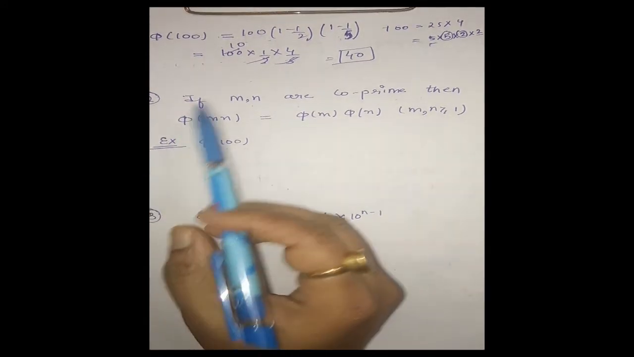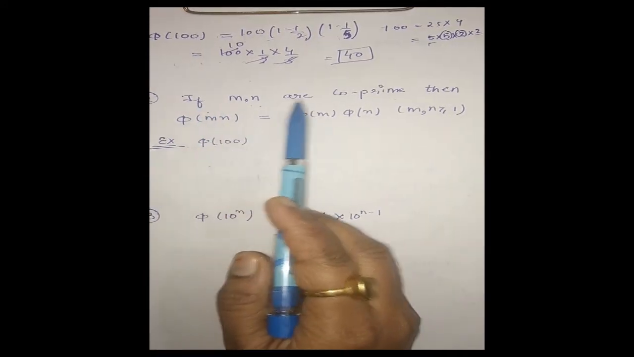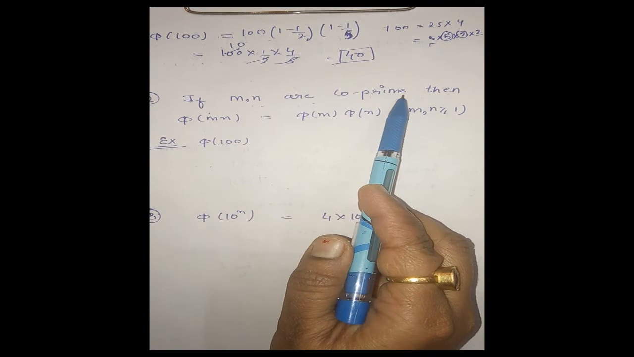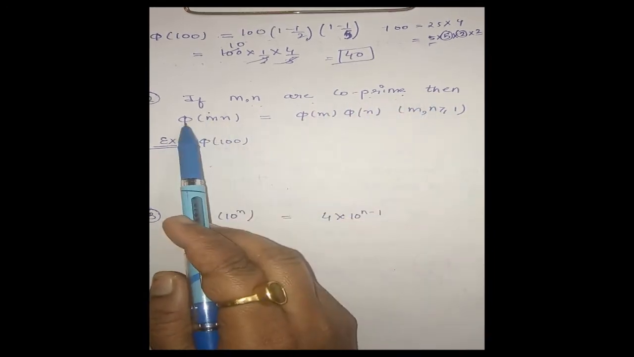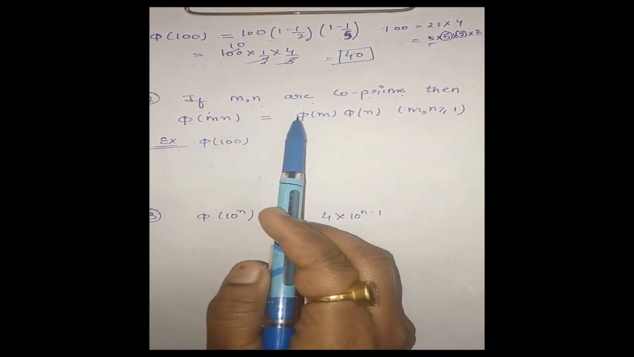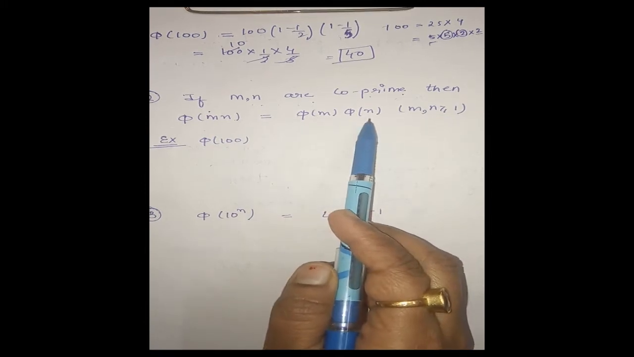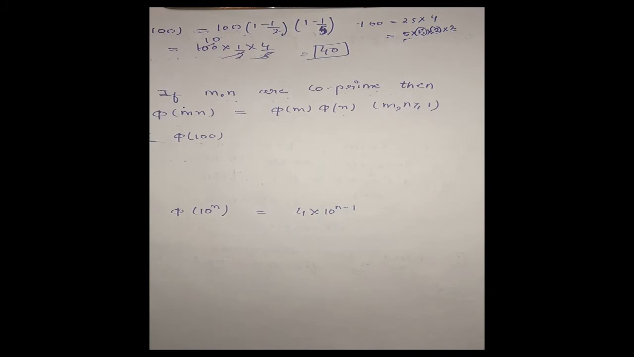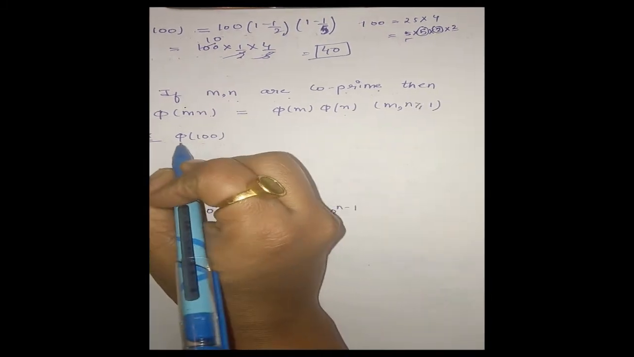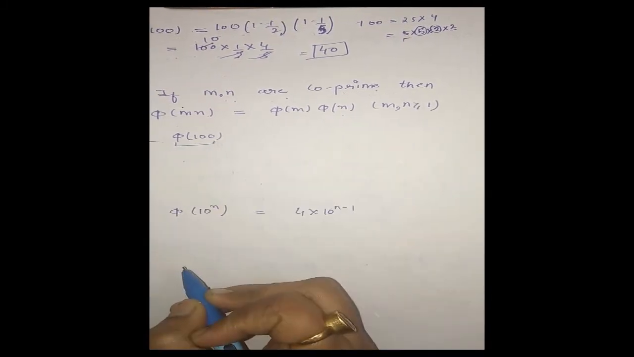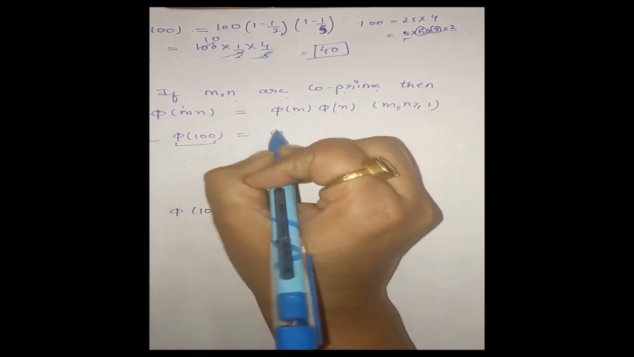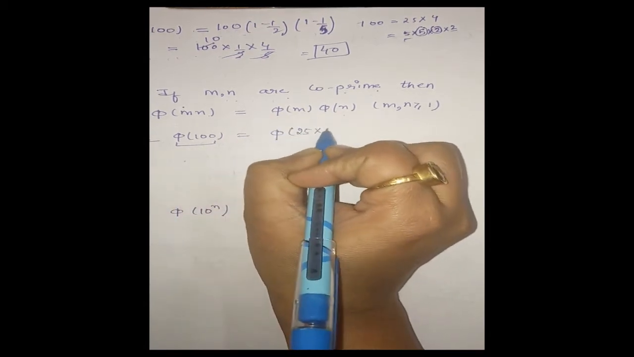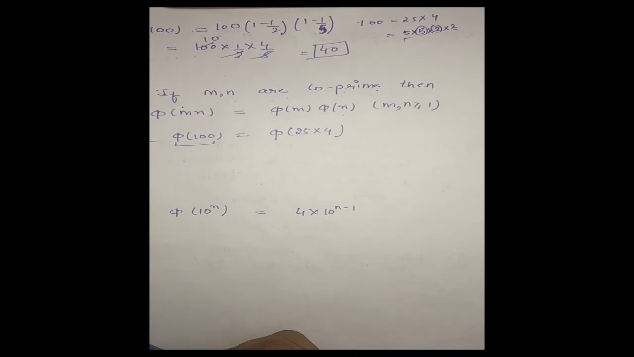Now, the second result is: if m and n are co-prime, meaning GCD is 1, then phi of m into n is equal to phi of m into phi of n, where m and n are greater than or equal to 1. Okay. Now, if we want to find phi of 100, then phi of 100 can be written as 25 into 4.